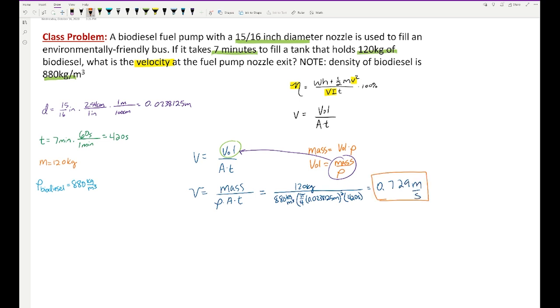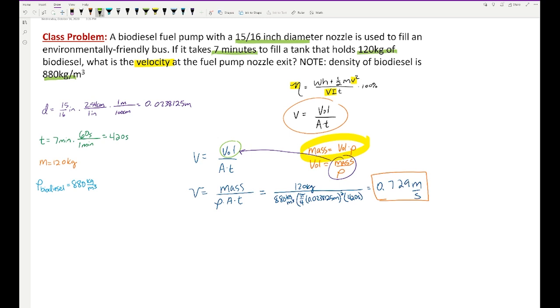So although we didn't use the efficiency equation, we still use some of the principles that we talked about when we introduced the efficiency concept. We utilize this velocity formula in order to find the velocity that the fuel is moving at the exit. We also had to utilize the relationship between mass, volume, and density in order to substitute in mass and density for volume.